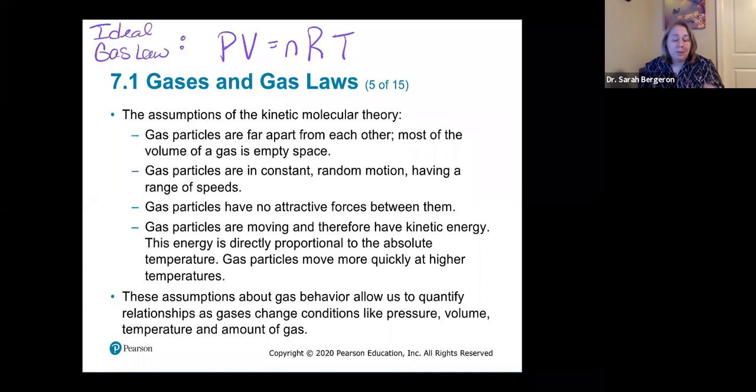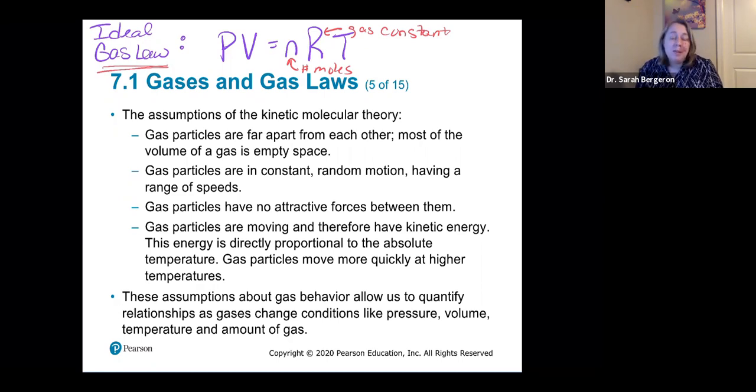These assumptions about gas behavior allow us to quantify relationships between all of the different factors that we can measure. So we can put it into a mathematical formula called the ideal gas law. The ideal gas law is pressure times volume is equal to n, the number of moles of whatever gas you have, R is a gas constant, which you don't really have to worry about because if you need it, I'll give it to you, but right now we don't need it. And then T is temperature.